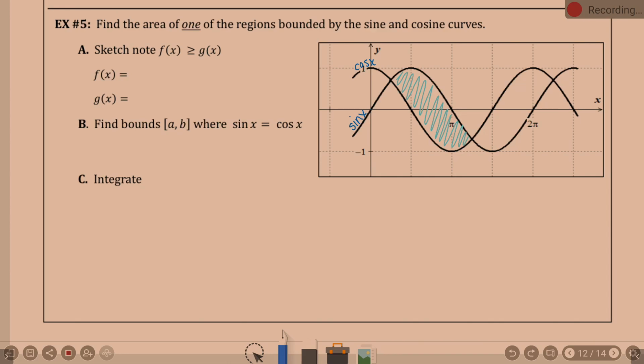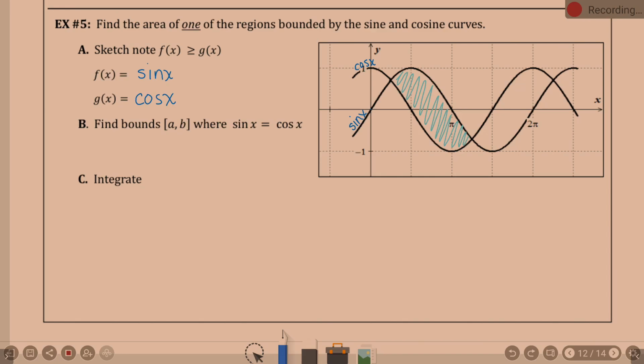Okay? So that means f of x. On my particular blue shaded section, which curve is on top? Which is sine x. So sine x is going to be defined as f of x. G of x is going to be defined to be cosine x. Keeping in mind, if we went to the next section, it'd be different. It'd be flipped, right? But in reality, find one section and multiply it by 2 if you needed both, right?